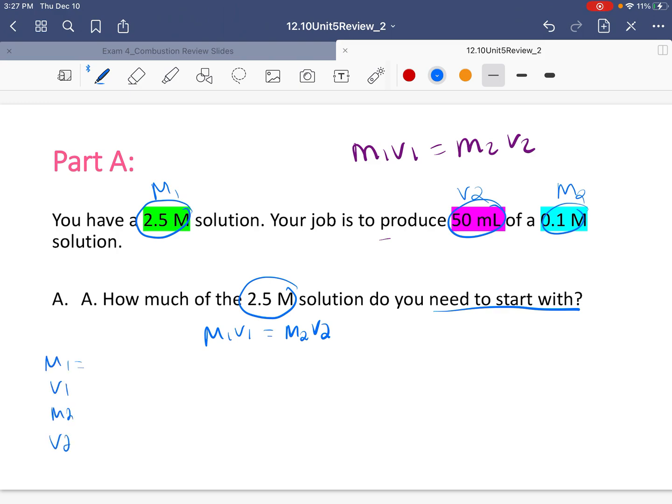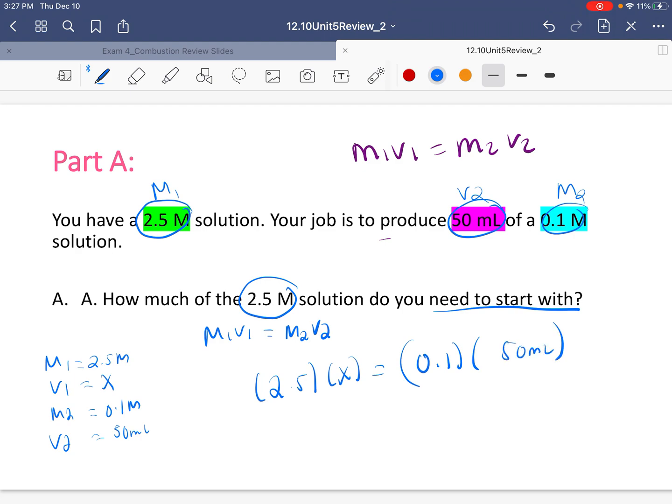This one's pretty easy to solve, guys. So molarity 1 is 2.5. Volume 1 we don't know. Molarity 2 is 0.1. And then volume 2 is 50 milliliters. So I just plug it in. 2.5x equals 0.1 times 50 milliliters.